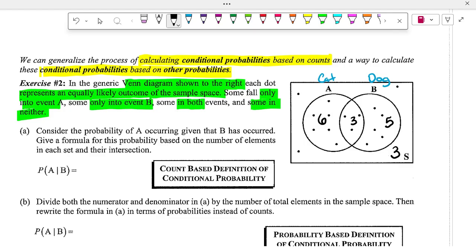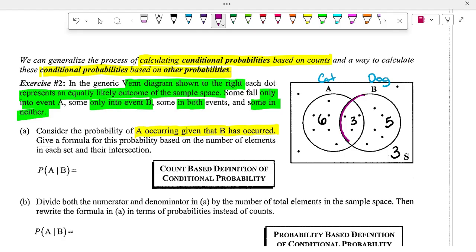They want to know what is the probability of A occurring given B has already occurred. So in other words, what's the probability of a person being randomly selected will have a cat given that we already know they have a dog? So 3 out of 8. How'd you get that? Because it's like the numbers.